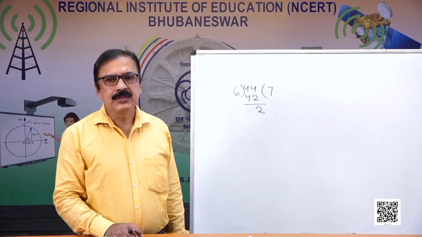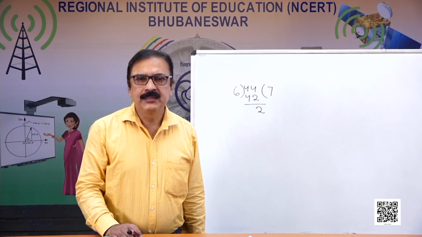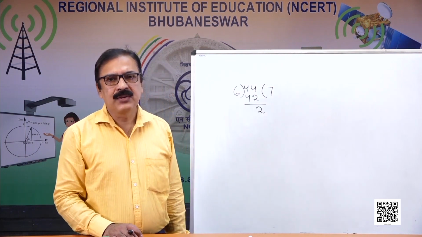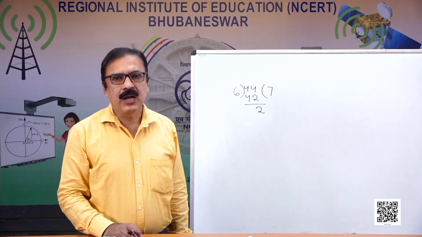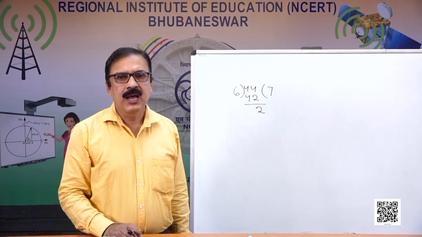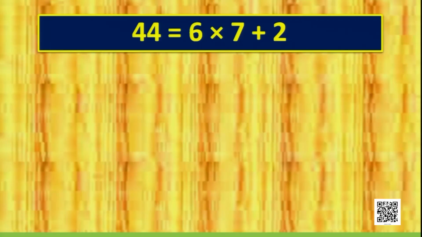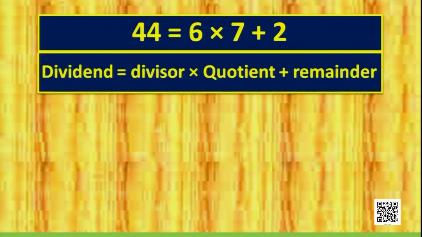Now from this, what do we get? We can express 44 in terms of 6 as 6 into 7 plus 2. In this case, we can generalize it as dividend is equal to divisor into quotient plus remainder.